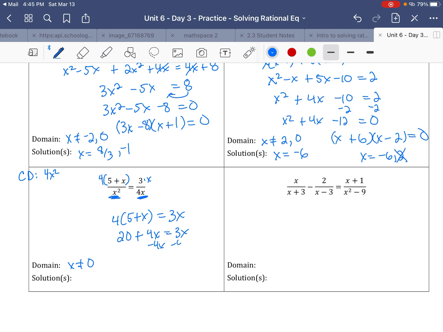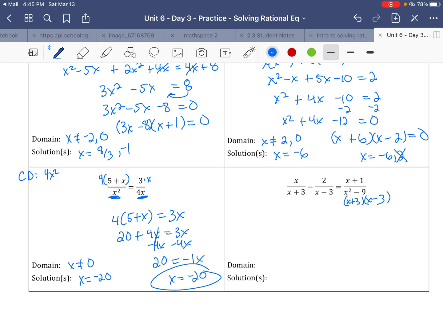Okay, so we get 20 plus 4x equals 3x. Take away 4x from both sides. Get 20 equals negative 1x, so I get x equals negative 20, which is fine.